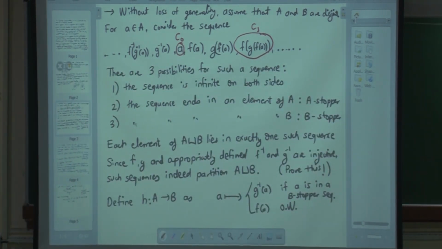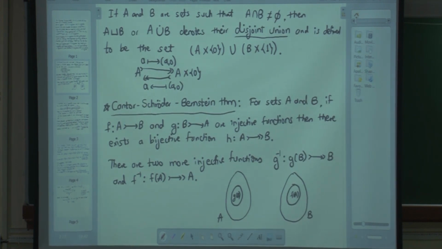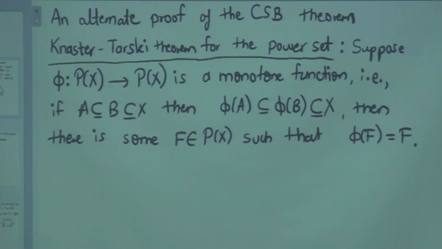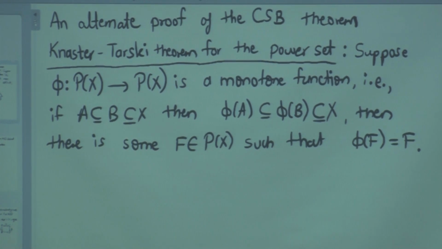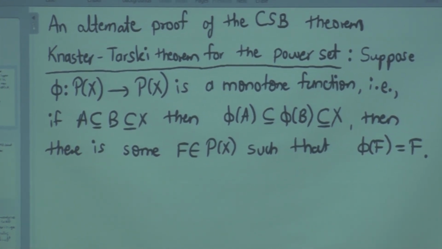The Cantor-Schroder-Bernstein theorem is a very powerful tool for proving that two sets are in bijection with each other, because generally finding explicit bijections is really hard. So let us go to another proof of the CSB theorem.